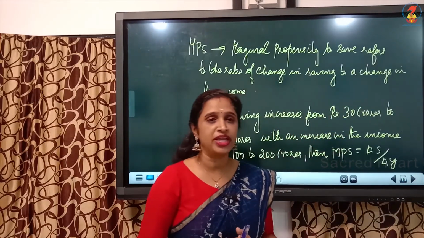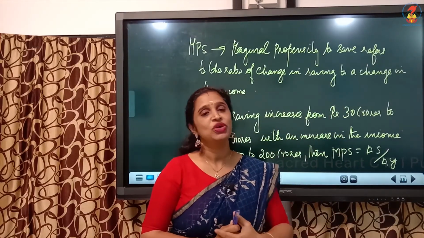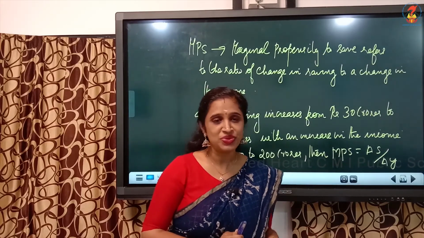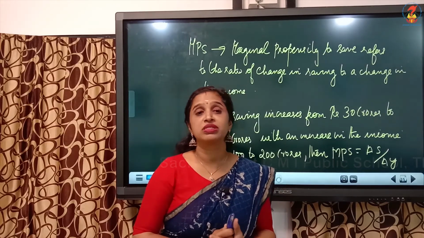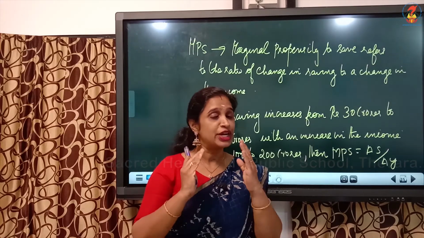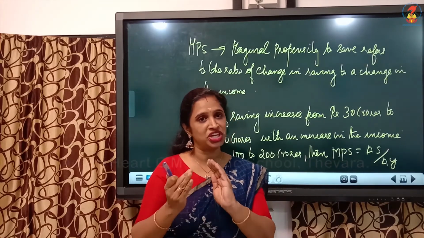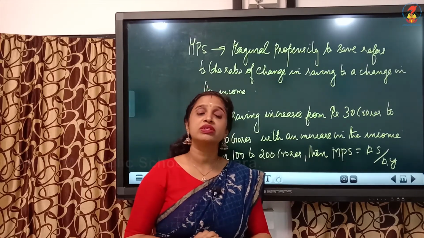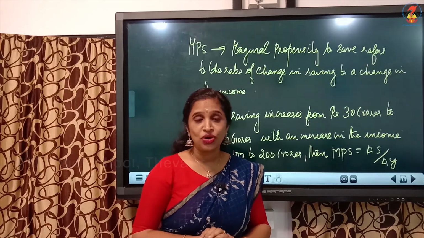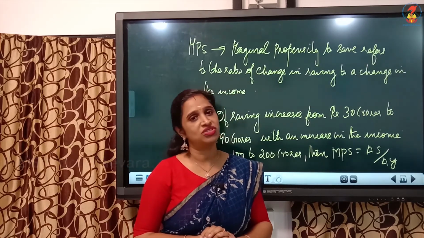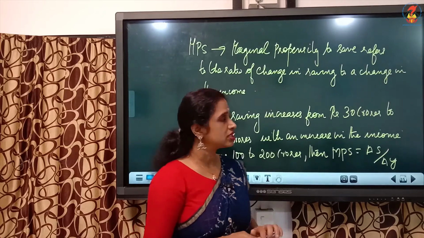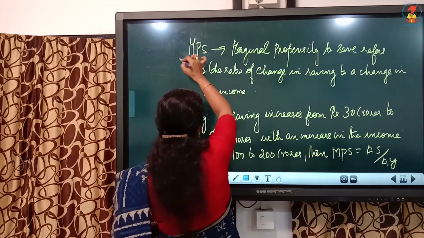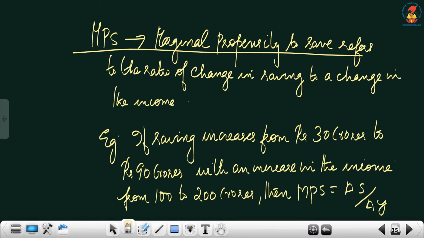Just as we have explained marginal propensity to consume, we can explain marginal propensity to save. Now, let us recall what is marginal propensity to consume. Ratio of change in consumption to a change in the income. Likewise, instead of consumption, we will be using the term saving here. Ratio of change in saving to a change in the income. So, what is marginal propensity to save? Marginal propensity to save refers to the ratio of change in saving to a change in the income.